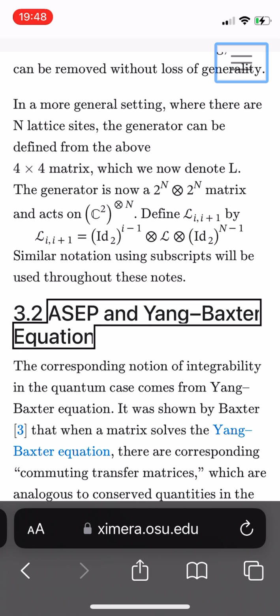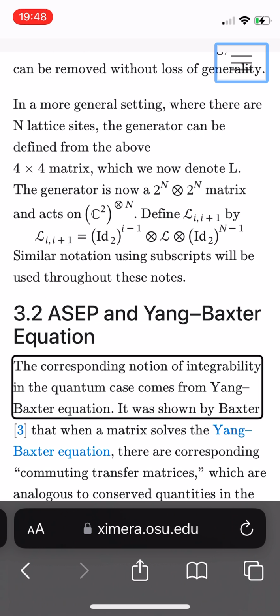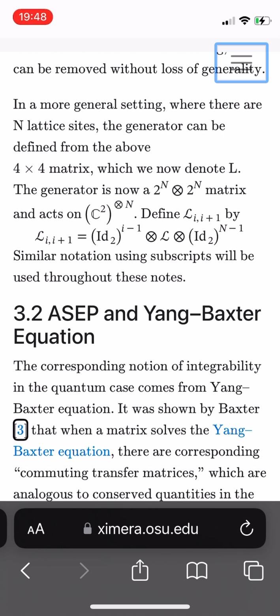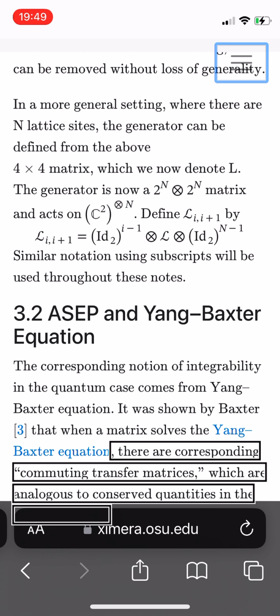ASEP and the Yang-Baxter equation. The corresponding notion of integrability in the quantum case comes from the Yang-Baxter equation. It was shown that when a matrix solves the Yang-Baxter equation, there are corresponding commuting transfer matrices, which are analogous to conserved quantities in the classical setting.